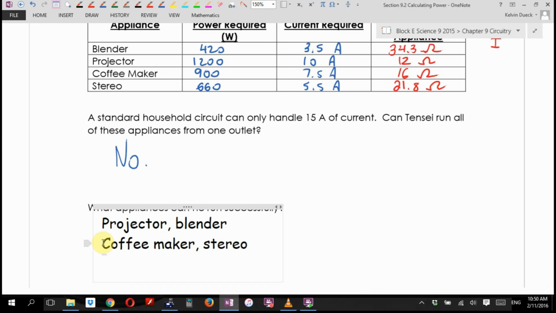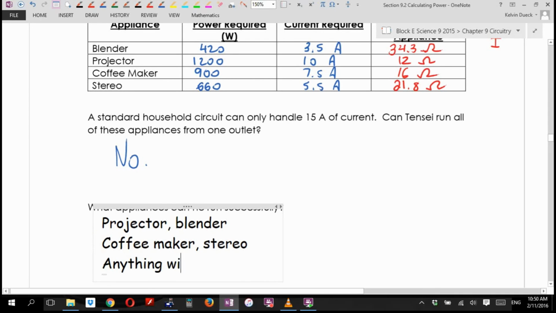Any others? Anything with the blender. Stereo and blender works. Coffee maker and blender works. Can you run 3 appliances successfully in any combination?